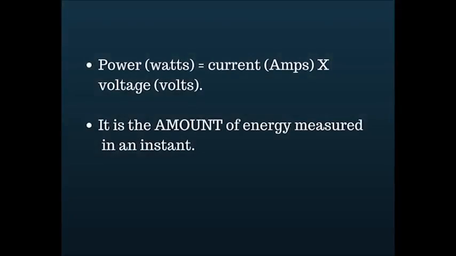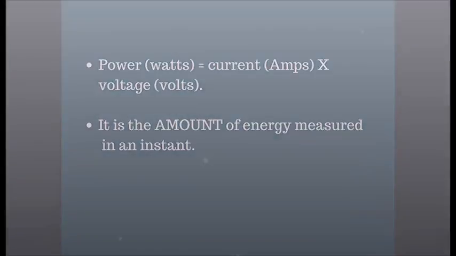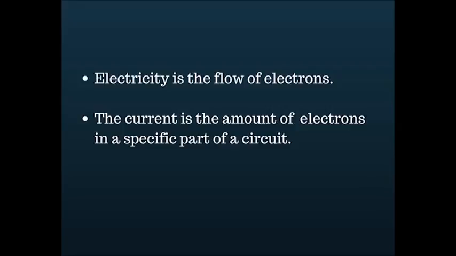Electric power in watts is obtained by multiplying voltage expressed in volts and current expressed in amps, and power is defined as the rate at which energy is supplied to a circuit or a load. It is energy over an instant. Power, energy over an instant. Energy, power over time. But what is voltage and what is current?